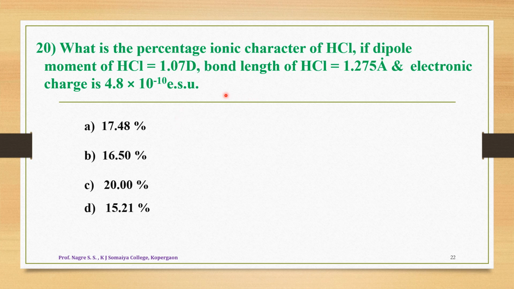And if we solve that second equation, the correct answer which is obtained is option A, that is, the percentage ionic character of HCl is equal to 17.48%. That is called the percentage ionic character of the particular HCl. So this is the last question, question number 20.